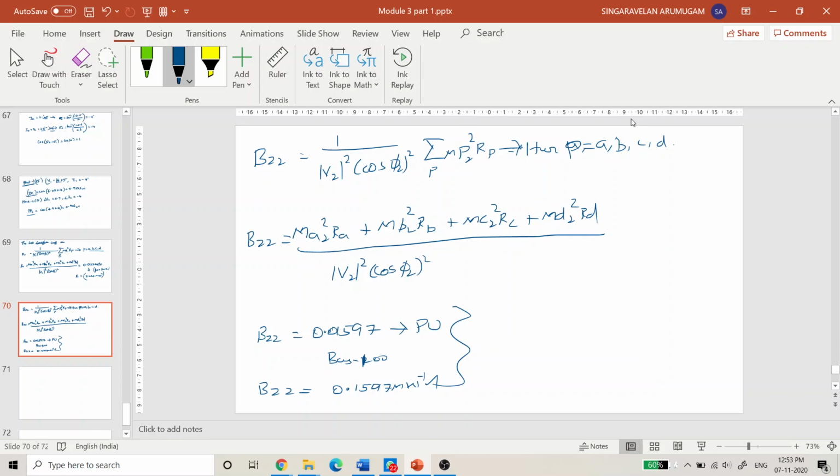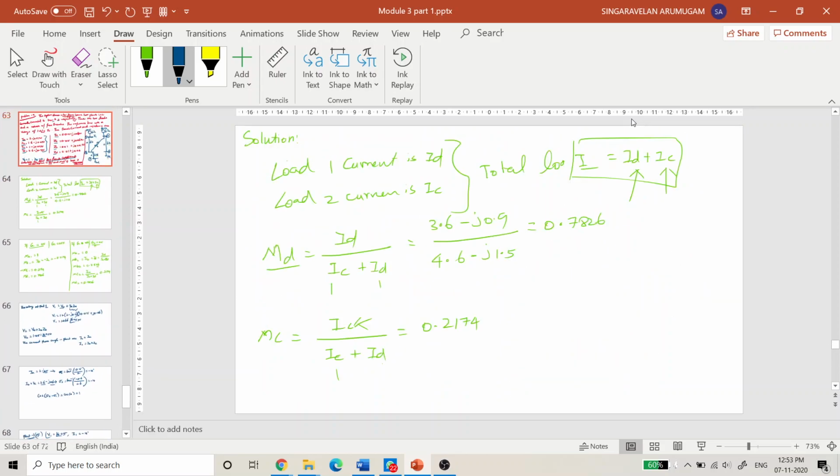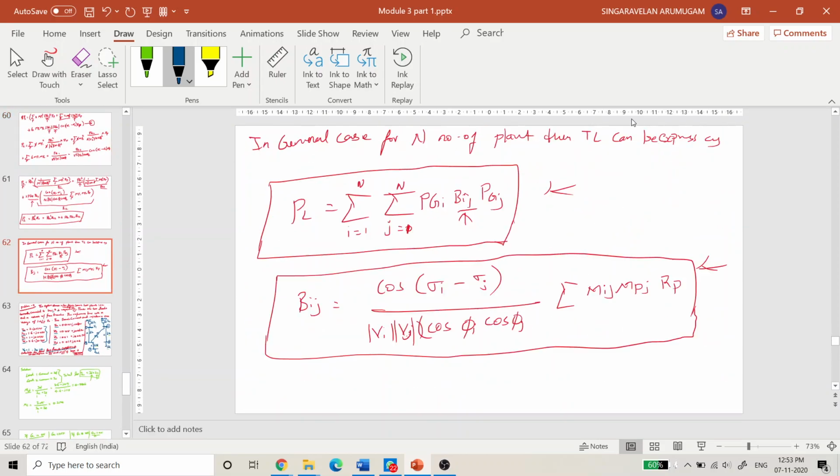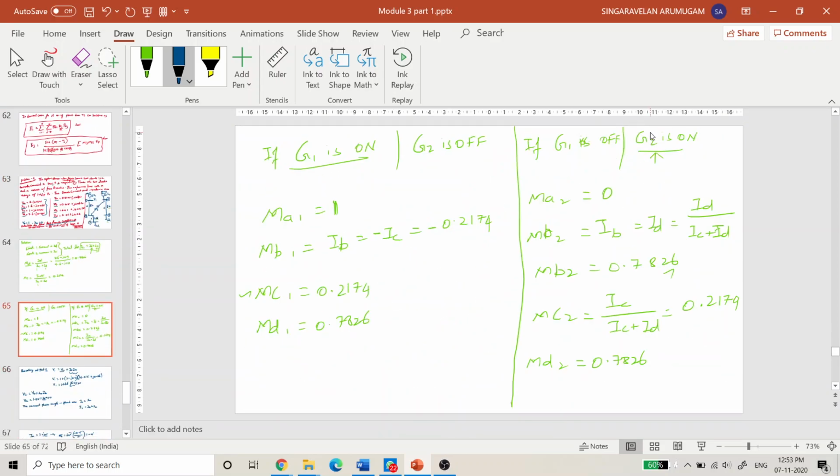Any doubt up to this? If you have any doubt, you can ask me. Okay, so this is the last problem we are seeing for module 3. Up to this we have covered.